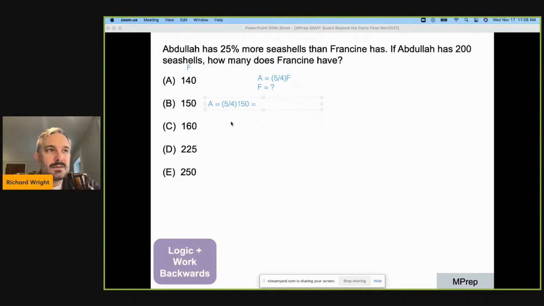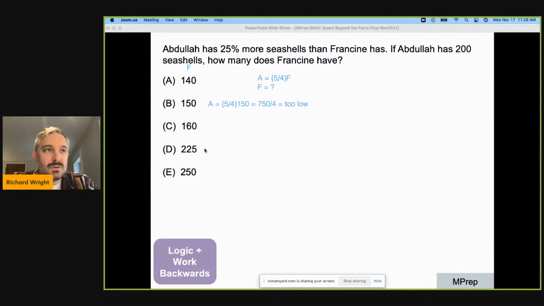And then what I'm checking is, do I get the number for A that I expect? Well, the problem tells me A has to be 200. So I want to check, do I actually get 200 when I plug in this number for F? So 5/4 times 150. I'll multiply the 5 by 150 first. That's 500 plus 250 is 750 divided by 4. And 750 divided by 4 does not work out to be 200. What would be divided by 4 equaling 200 would be 800. So I'm too low.